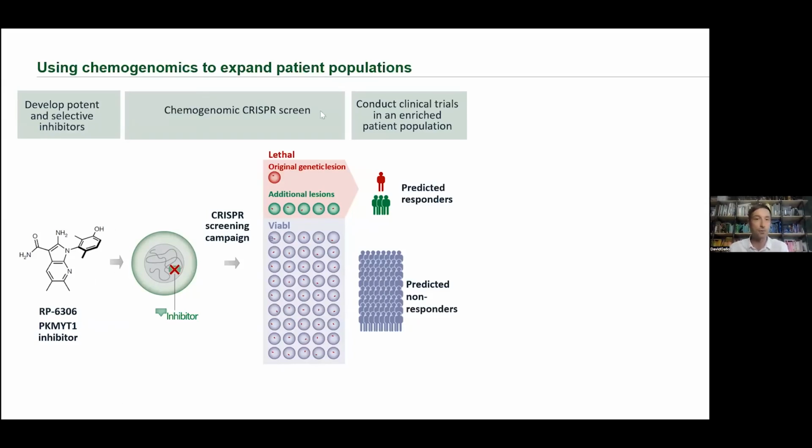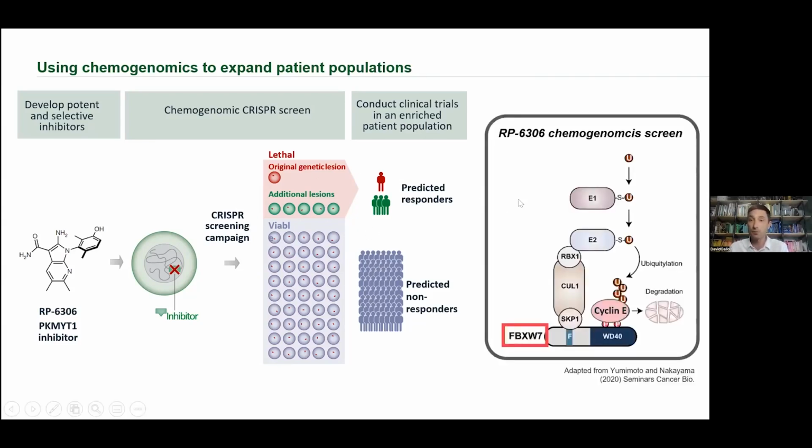So from here, what we can then do is a chemogenomic CRISPR screen, where you use the PKMYT1 inhibitor in combination with a screening campaign to look for additional patient populations where loss of function of these genes will then cause sensitivity to the PKMYT1 inhibitor. So we can use chemogenomics to expand our patient population from cyclin E to other loss of function mutations. By doing an RP6306 chemogenomic screen, we uncovered loss of function of FBXW7 to be another synthetic lethal interaction with PKMYT1 inhibition.